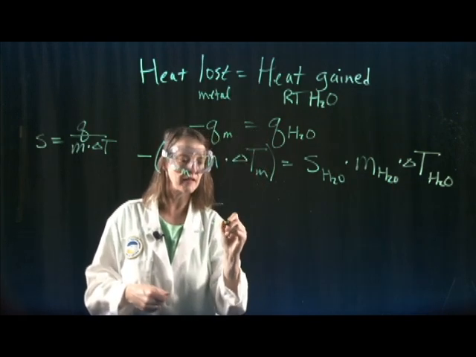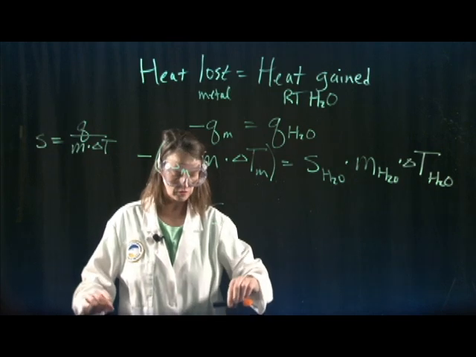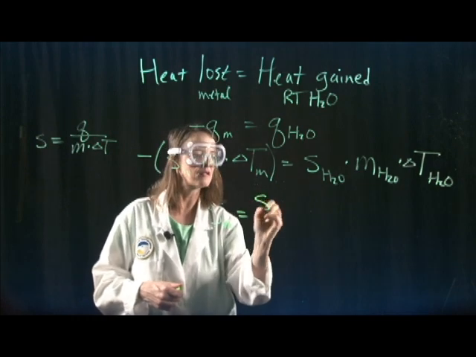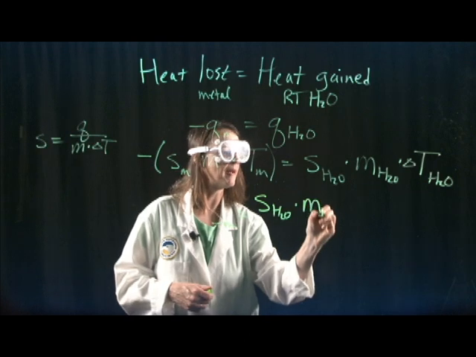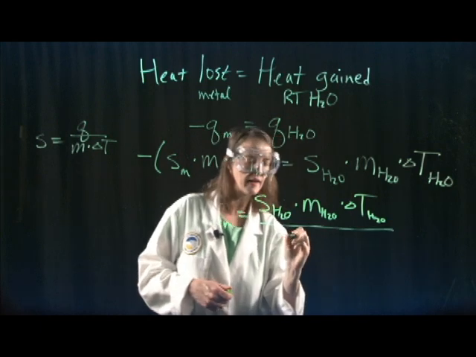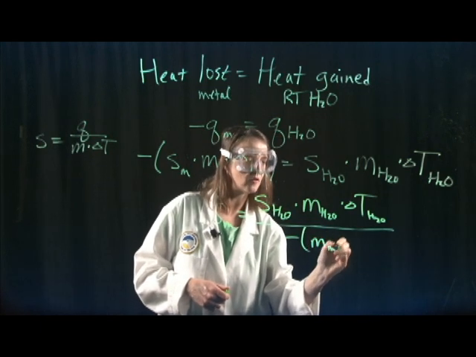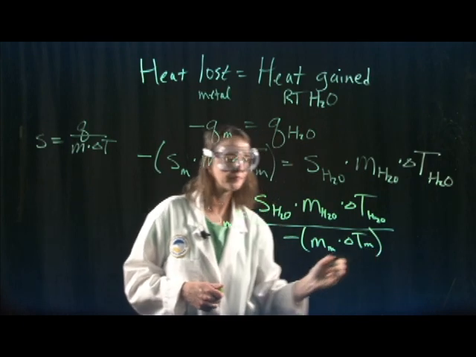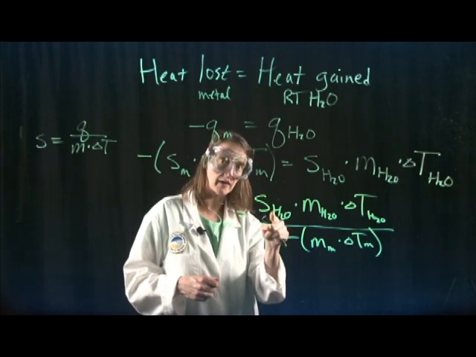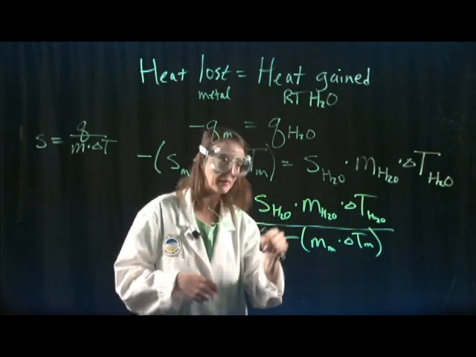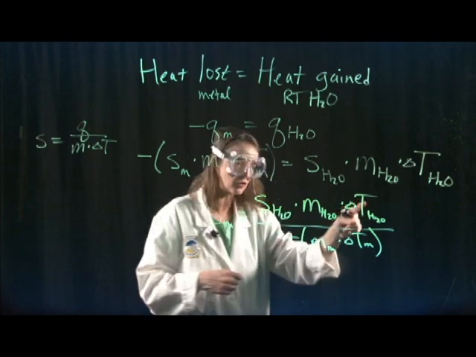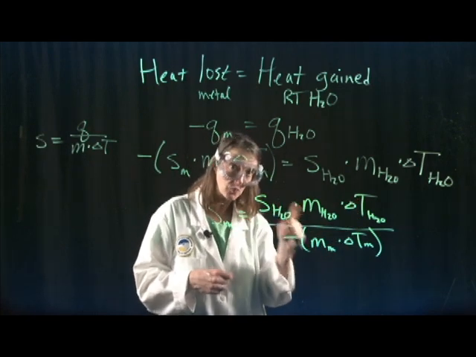The specific heat capacity of the metal, let me change out here with my pen, is going to equal the specific heat capacity of water times the mass of water times the delta T of water, divided by the negative mass of the metal times the delta T of the metal. So specific heat capacity of water we know is 4.18 joules per gram Celsius or joules per gram Kelvin. The mass of the water we're going to know because we're weighing it out. I'll look at the temperature change here in a minute. The mass of the metal we're going to know because we weigh that out too.